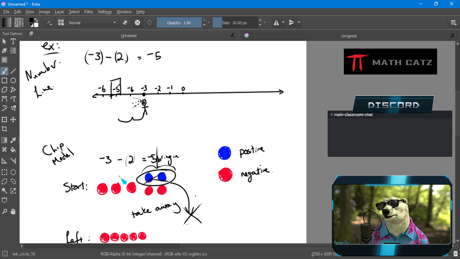That's where the intuitive side of the chip model fails a little bit. I have to be okay with this positive-negative cancellation altering the look, so that I have what I should physically remove. That's where people get a little uncomfortable.